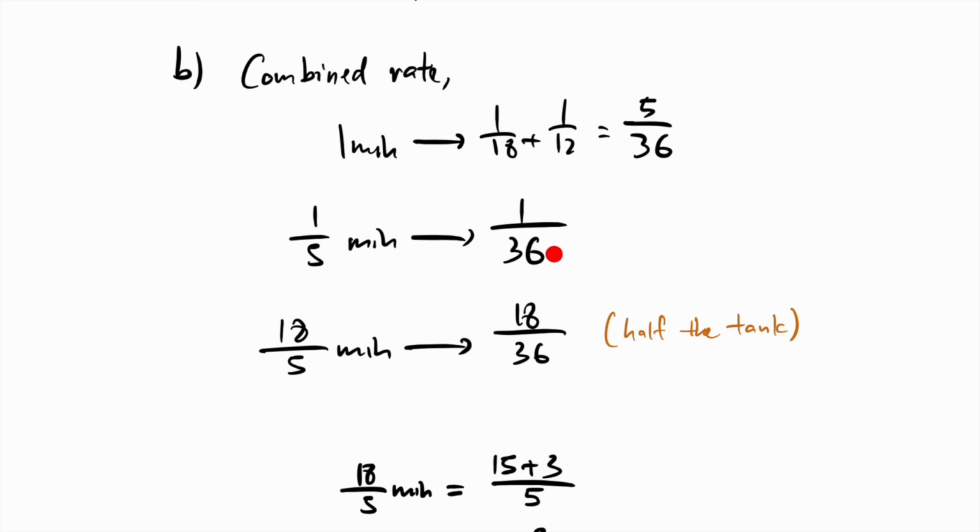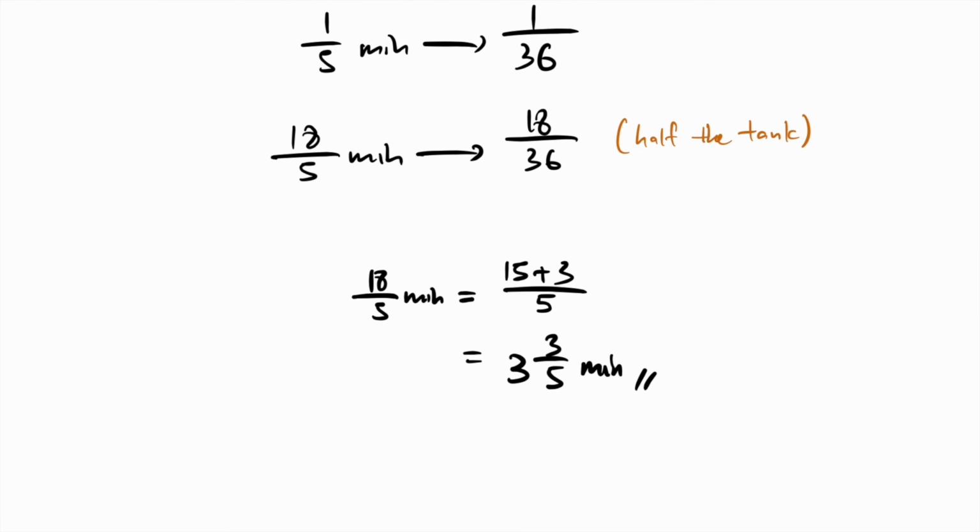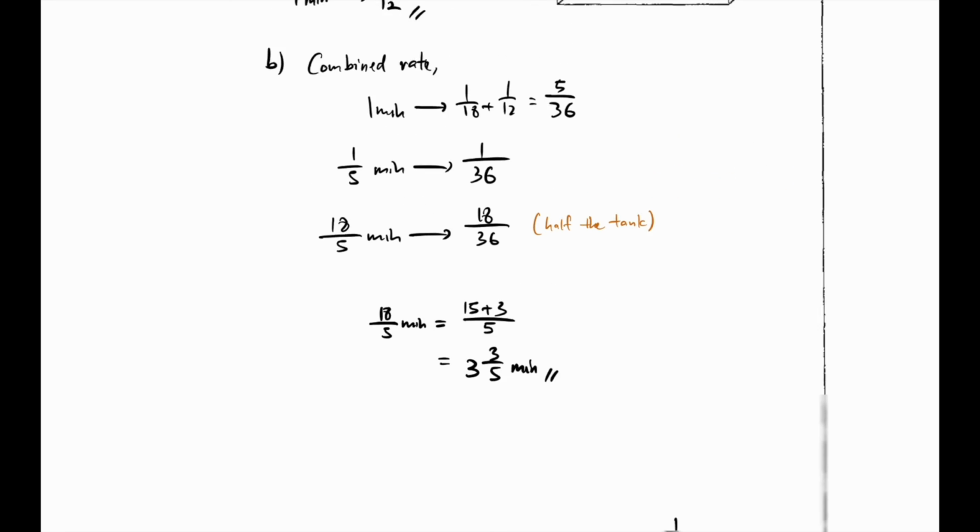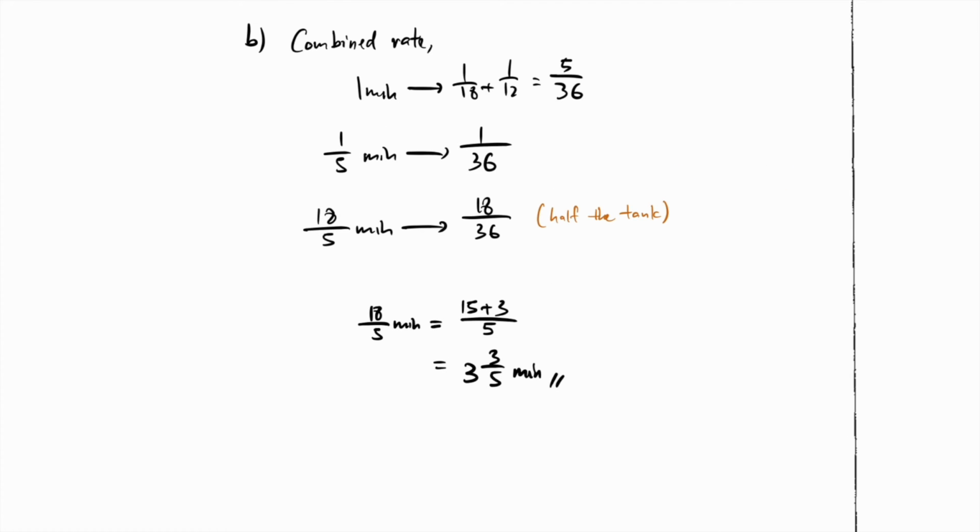Do you notice the question said half the tank? So if the total units is 36, what's half the tank? 18, half the tank. So if I multiply by 18 here, I'm going to multiply by 18 here as well. Now what is 18/5 of a minute? 18/5 of a minute will simply be 3 wholes and 3/5 minutes. That's it. This is how long it takes to fill half the tank. So understand the total is 36 units, half the tank is 18 units.